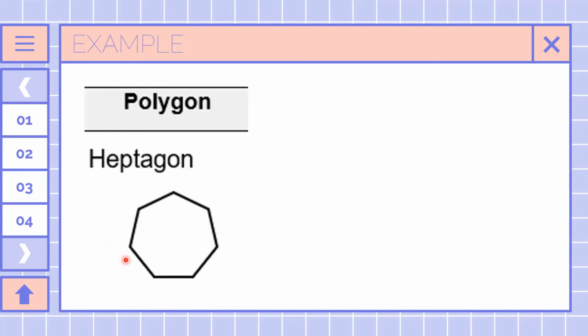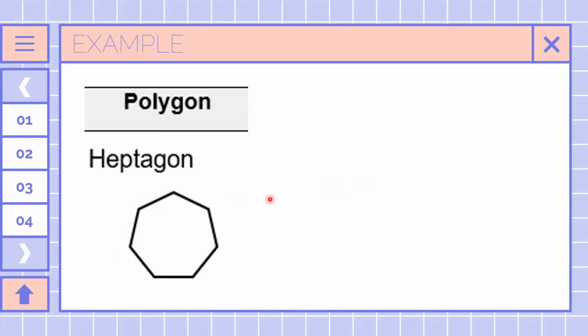Alright, so now we have here an example. For the polygon, we have a heptagon. How many sides does our heptagon have? 7, ma'am. 7 po, ma'am. Okay, very good. We have 7 sides.